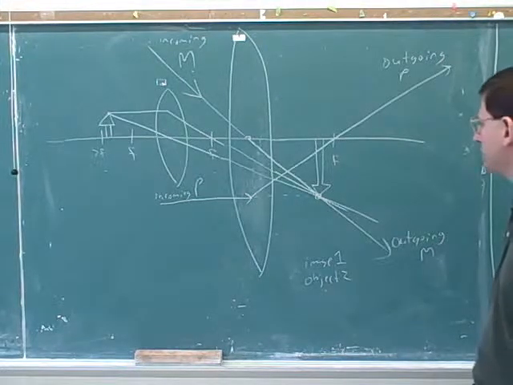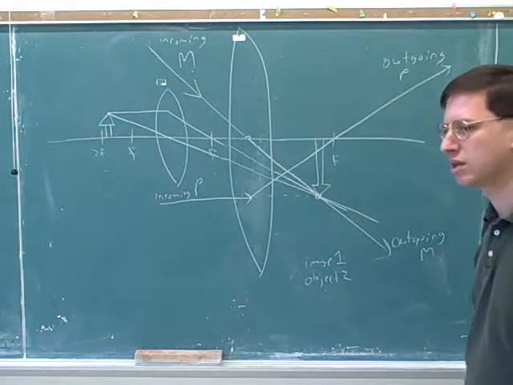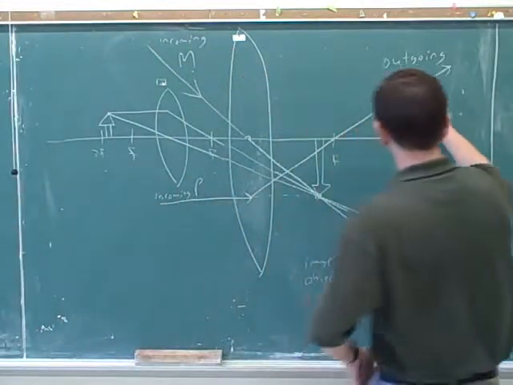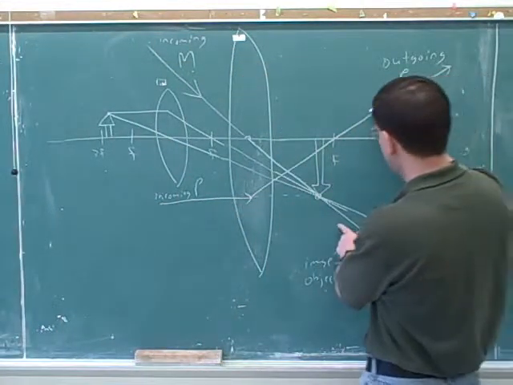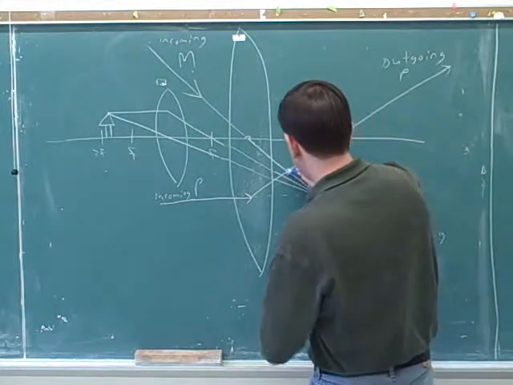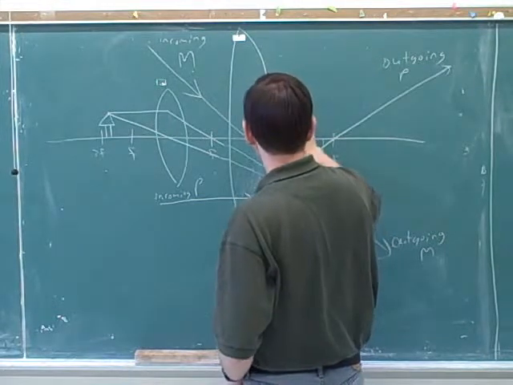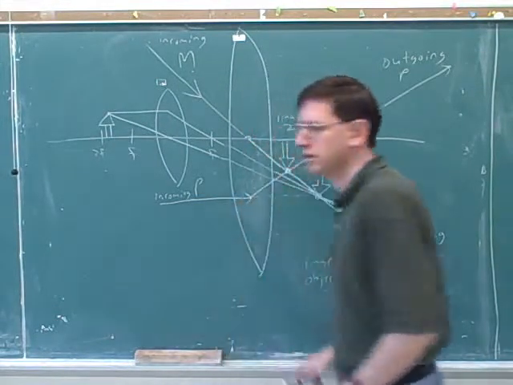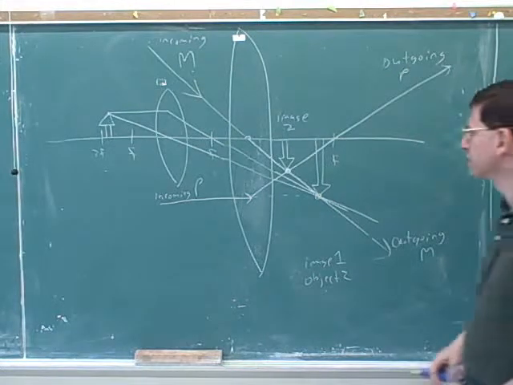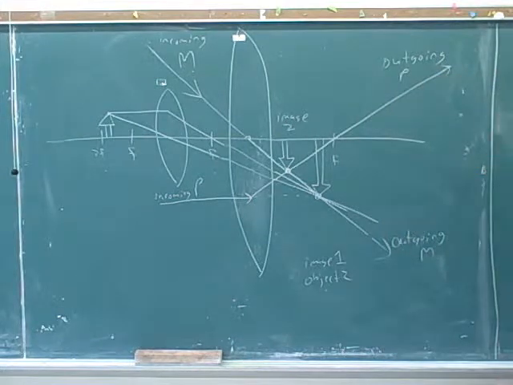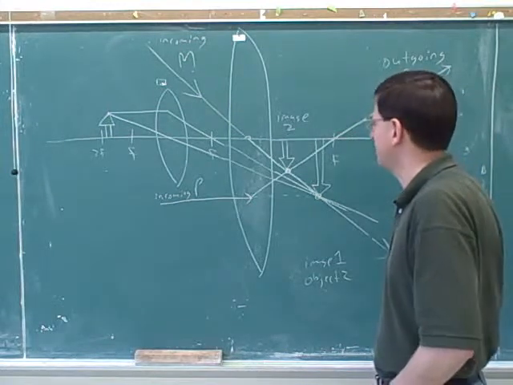All right, and now where's our image going to be? Right, point to it. Well, mine messed up. But right there. It's going to be where the outgoing P and the outgoing M converge. So I'll put the image here, where the outgoing P ray and the outgoing M ray converge. It's important to really label everything here because we have so many lines going around. All right, so I think this is the right answer.